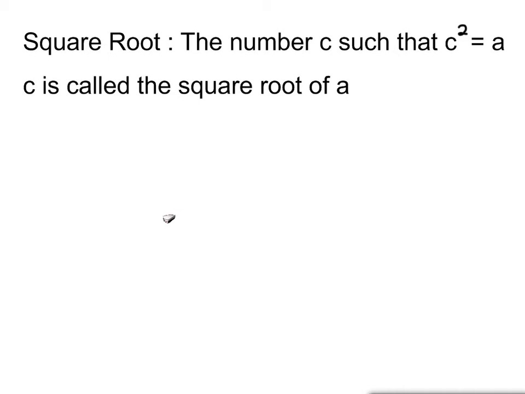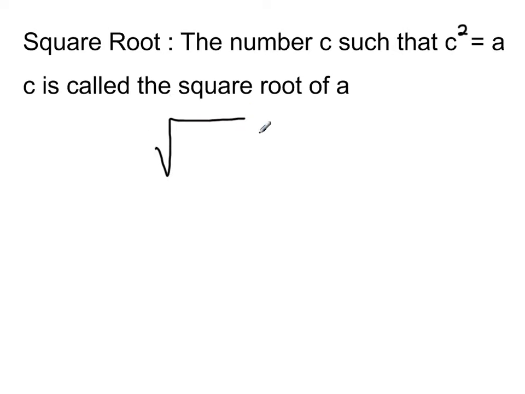Hello. So, in this lecture, we're going to talk about the square root and our definition, which is worded a little bit poorly by yours truly. It says the number c such that c squared equals a. c is called the square root of a. What that means in math symbols is we can have the radical here.